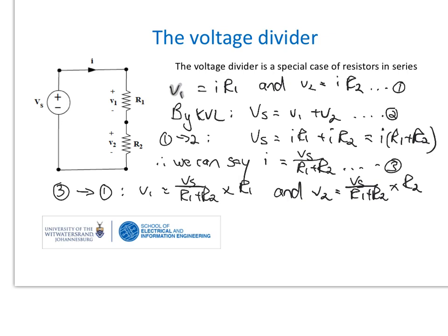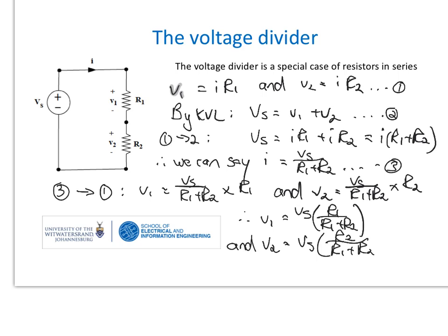So we can write it like this. V1 is equal to Vs times R1 over R1 plus R2, and V2 is equal to Vs times R2 over R1 plus R2. And so you can see now that they both have Vs in common and also R1 plus R2. And the only difference between them is here the combination is multiplied by R1, and here the combination is multiplied by R2.